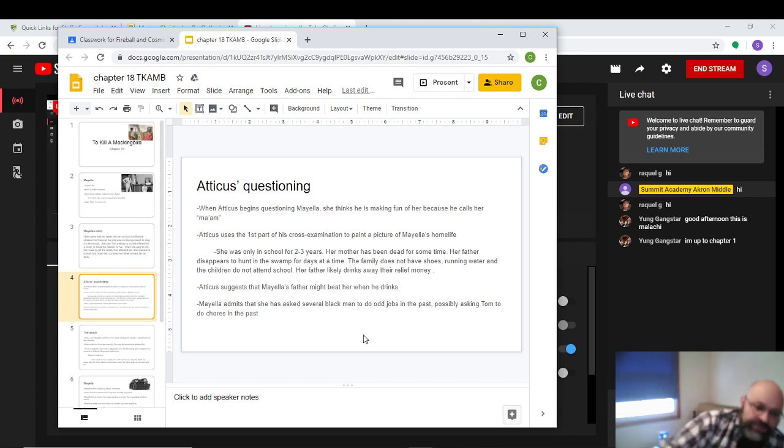Atticus, however, eventually is able to ask her questions, and what he does is he gets her to paint a picture of her home life. So through questioning, you find out that she only went to school for 2 to 3 years. Her mother's been dead for some time. Her father disappears into the swamp for days, sometimes a week at a time. No one in the family has shoes typically. In the winter, the shoes they do get are made from old tires, so they kind of just wrap tires up and turn those into shoes when they need them. But again, they're in the south, so winters aren't very bad, and snow's pretty uncommon. They have no running water.